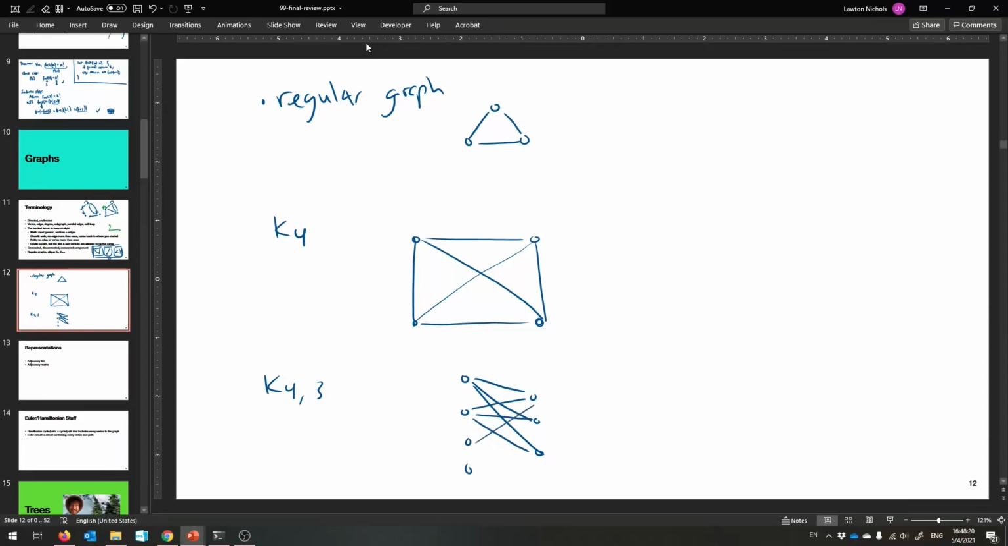It's just, this one can go to any of these. And so it's an easy calculation for how many edges there are. It spirals out like that. Okay? That's K4-3. This guy can go to any of these immediately. This guy can go to any of these immediately. Okay? That's K4-3. Those are your special graphs.